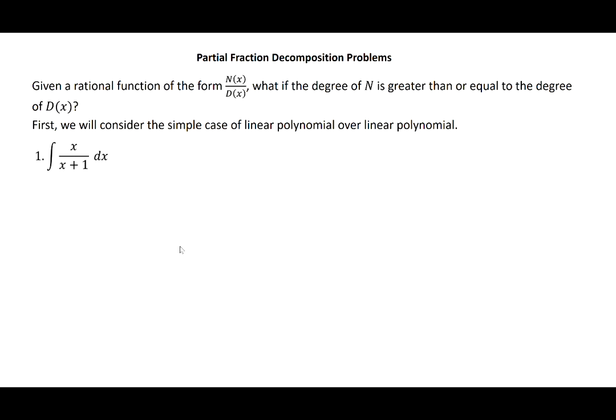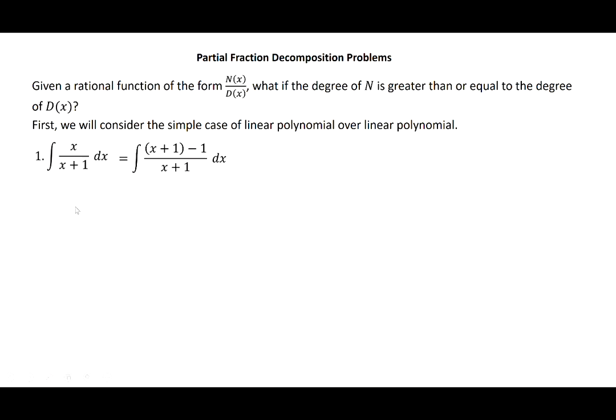All right, so let's look at this one. How do we do this? Do we have a polynomial over polynomial? Yeah, first degree over first degree. Is it a proper fraction or not? For this case, no, it's not. We'll say the numerator has to be strictly less than the denominator. Since this is not the case, how do we deal with this?